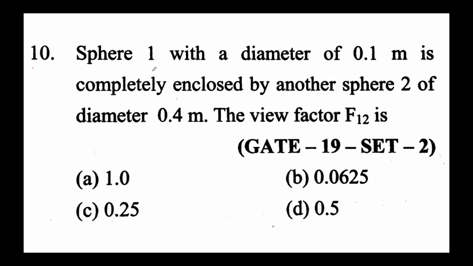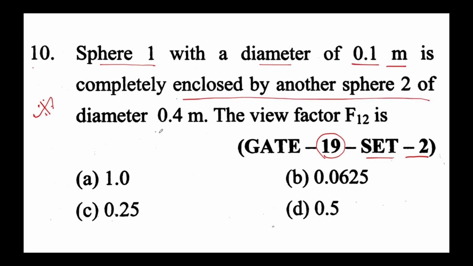So here is the next question. This question was asked in the previous year 2019 set 2 afternoon session. It's a straight back 1 mark question. Sphere 1 with a diameter of 0.1 meter is completely enclosed by another sphere 2 of diameter 0.4. So we can say that these are concentric spheres.